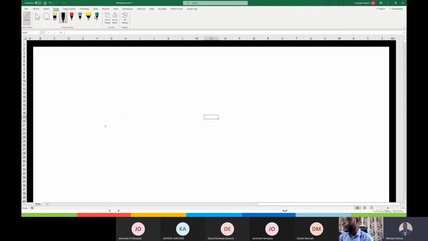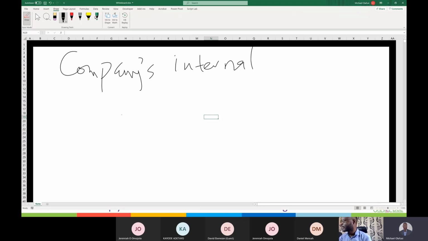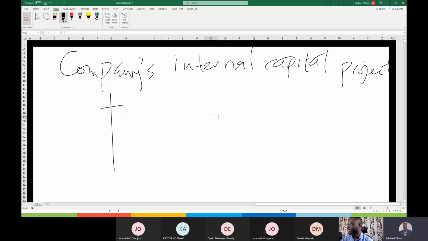So I told us last week, when it comes to companies' internal projects, not internal projects that are related to expansion, we call them internal capital projects. So this is not a project of, we want to do business development, or this is a project of we are expanding, and this expanding is of two types. So I would rather not just keep it as expanding.